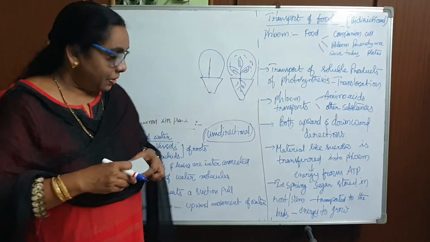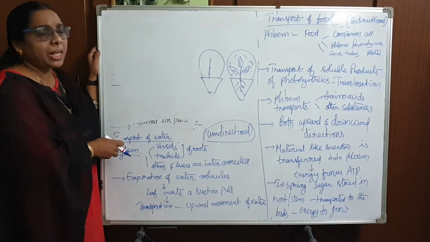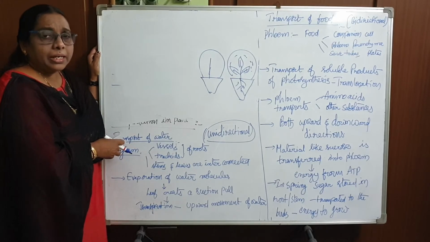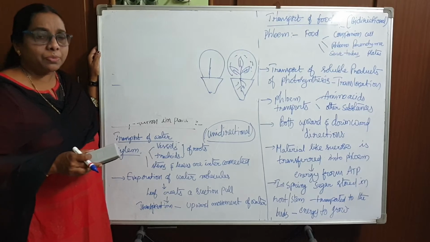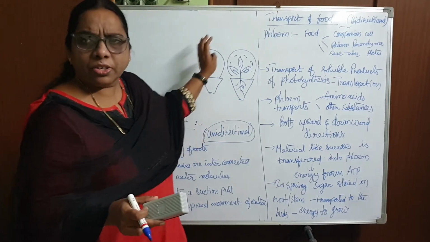Okay children, so that's it about how the transportation of water takes place. The conduction of water occurs by the xylem. Xylem has different cells. They form columns, and with the help of that, the water is moved from lower regions to higher regions.